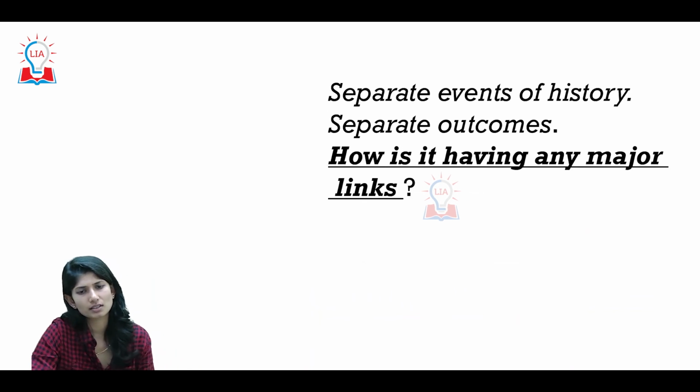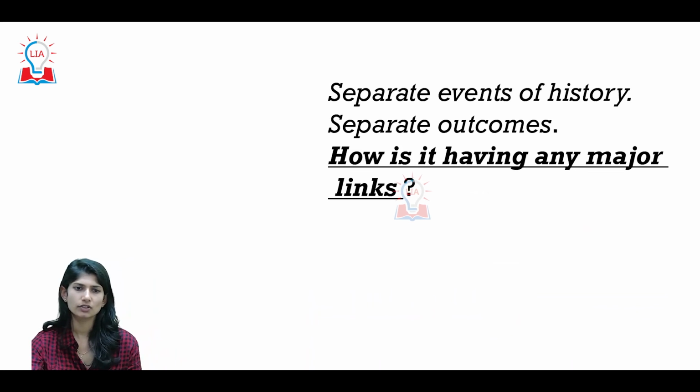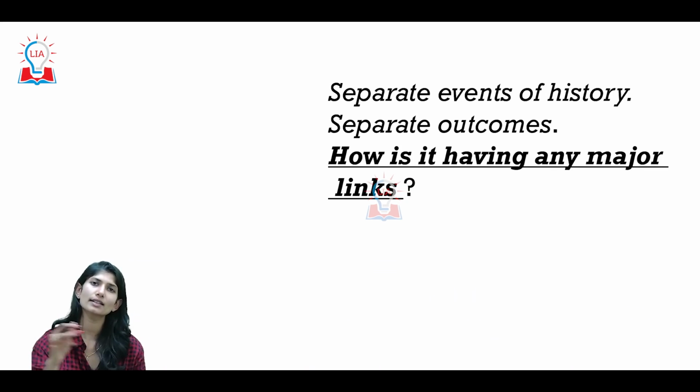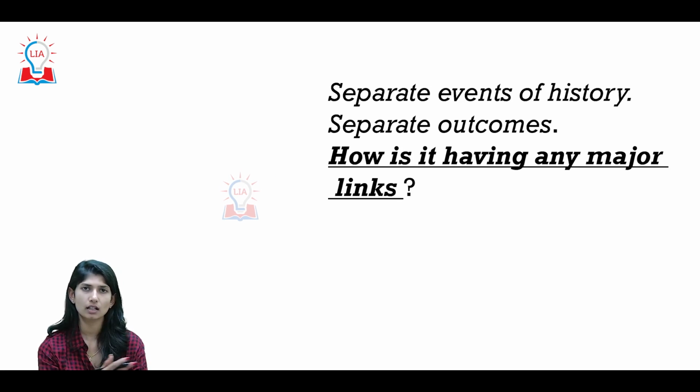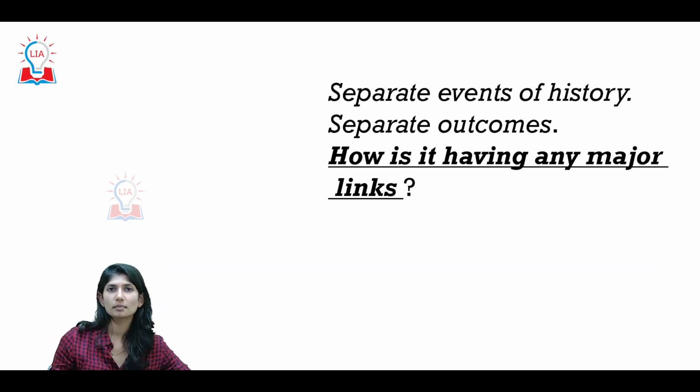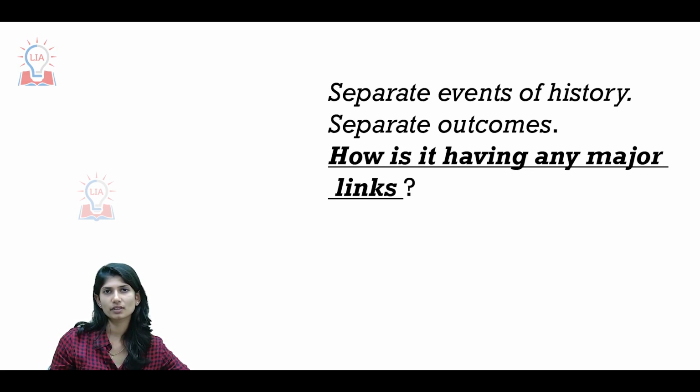Now look at this. There are two separate events of history, two separate outcomes. They didn't have any direct connection with each other. How is it having any major links, or how is it affecting? Yes, we know both those events were 200 years in the making, 100 years for the first one, 100 years for the second one. But how is it linked? How is it having any effect on whatever we said? One major event. And what is that major event? Let's look at that in the next class.